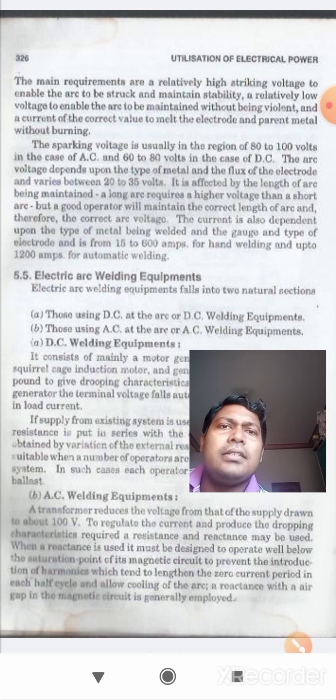The sparking voltage is usually in the range of 80 to 100 volts in the case of AC, and 60 to 80 volts in case of DC. So while using AC, the voltage ranges from 80 to 100, and when we use DC, the voltage is from 60 to 80. The arc voltage depends upon the type of metal and the flux of the electrode and varies between 20 to 35 volts. So it definitely depends upon the type of the material which you are welding. So depending upon the material of the flux and the type of the material, the voltage is dependent.